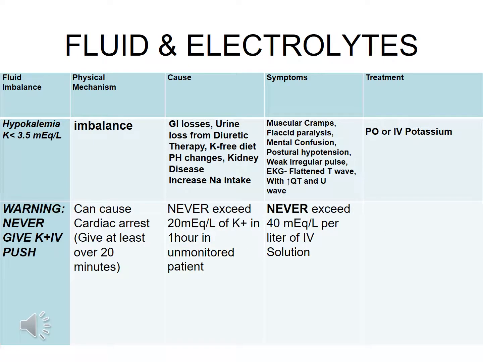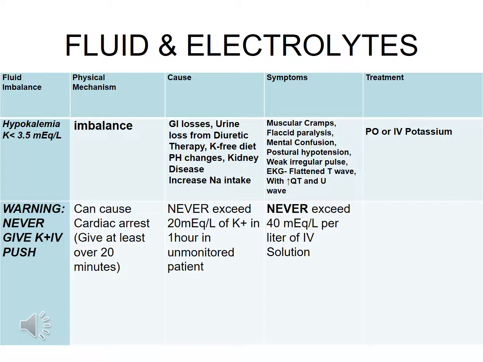Individuals that have hypokalemia, or a low potassium balance, is generally caused by some type of disease process or imbalance. It can be caused by a GI loss, a urine loss from diabetic therapy, individuals that are on potassium-free diets, any type of diet or condition that causes pH changes, kidney disease, or an increase in sodium intake. These individuals will complain of muscle cramps, paralysis, mental confusion, numbness and tingling, postural hypotension. They'll go to get up and get dizzy and maybe fall or faint.